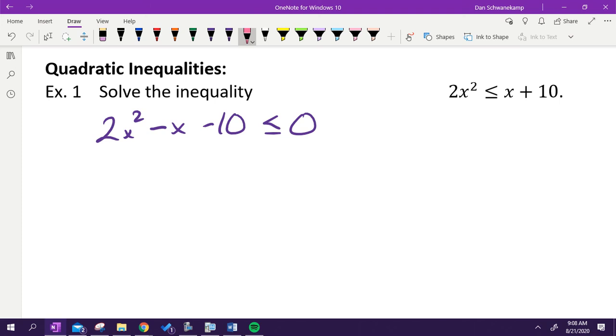Okay, this is called borrow and payback. So we're going to take whatever number is in front, my A value in front, and we are going to multiply it to our constant. All right, so this problem becomes this: x squared minus x minus 20.